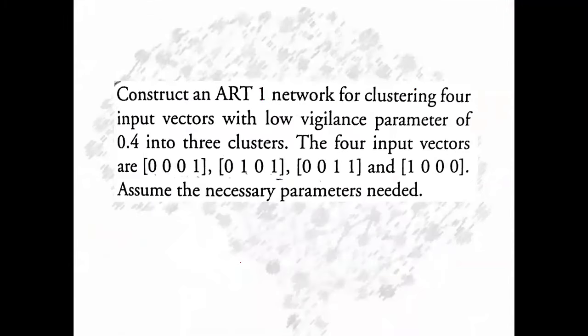Now let this be the problem statement. Here we have to construct an ART network for clustering 4 input vectors with low vigilance parameter, that is equal to 0.4, into 3 clusters. The 4 input vectors are 0001, 0101, 0011, and 1000. These are the 4 input vectors which are to be clustered in the form of 3 groups. And we can assume the rest of the parameters by ourselves.